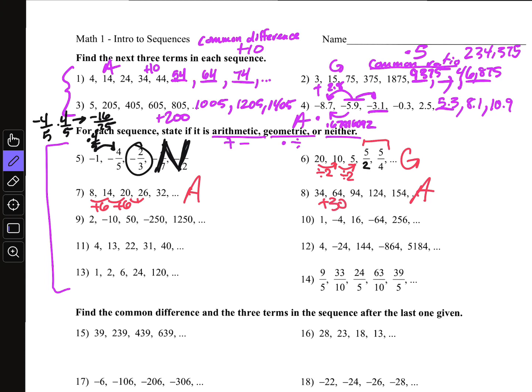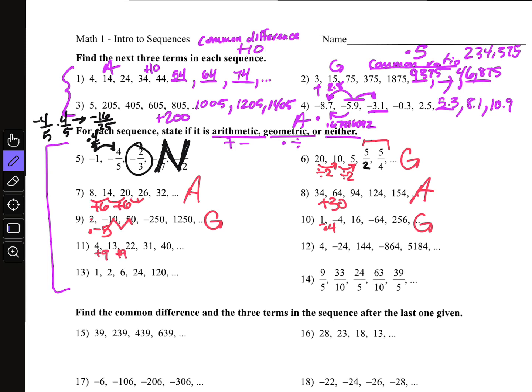Number 9, 2 to -10 to 50. Okay, when you see alternating from positive to negative, you definitely know it's not arithmetic. Could it be geometric? Yes, we could times by a negative number. So what if I times by -5? 2 times -5 is -10, then positive 50, yep. So we've got a geometric. Number 10, again, another alternating one. So timesing by a -4 would definitely work. Another geometric.